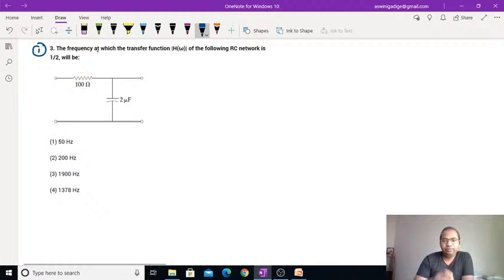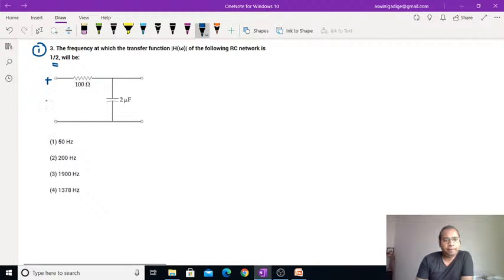So as a part of this concept, in this question, we have to find out the transfer function. First we will find out the transfer function and then we will find out at this gain what might be the frequency. Why? Because as I told you, if it is a reactive network, the gain of this circuit or the transfer function of the circuit will change based upon the input signal frequency also.